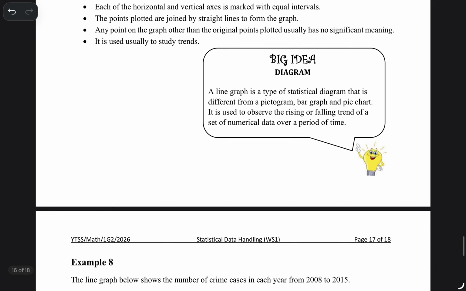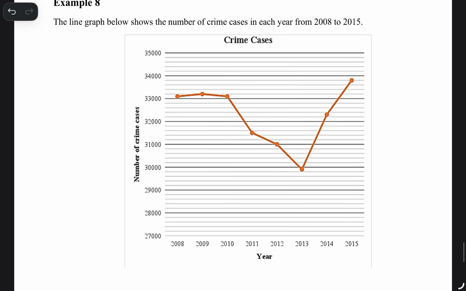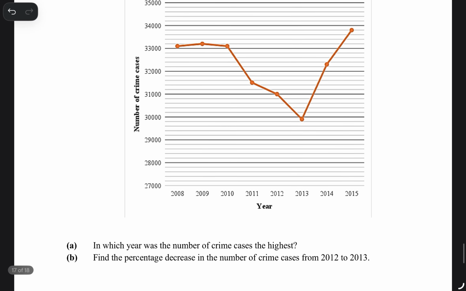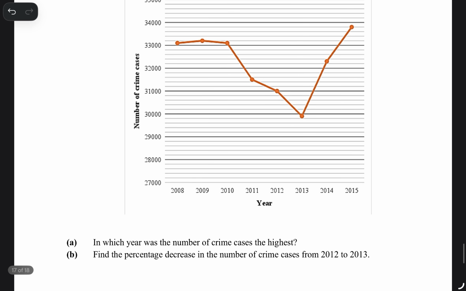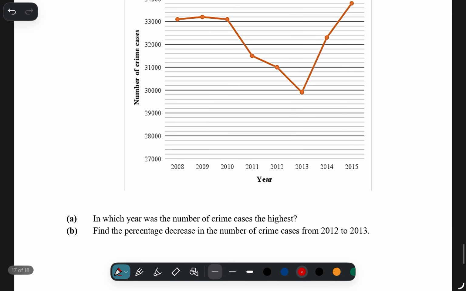Alright, let's now look at some questions on how we can apply line graphs in real life by analyzing data. I'm given a line graph here that analyzes the number of crime cases each year. In which year was the number of crime cases the highest? Very simply, just look at your data. The highest point here will be 2015. So the answer for this question is very simply 2015.